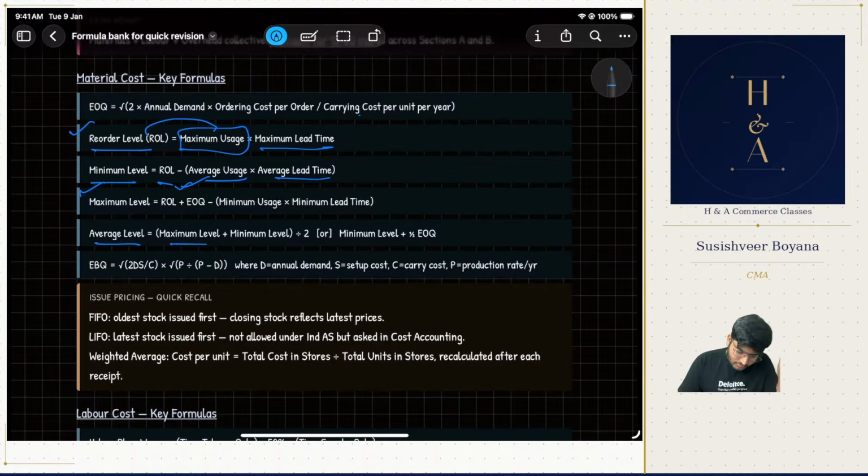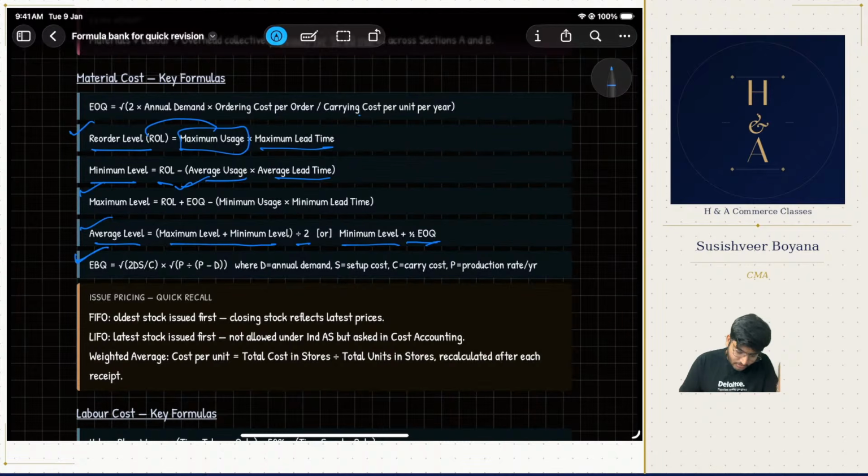Average level, maximum plus minimum divided by 2, or minimum into half EOQ, right? This is similar to the average inventory formula, right? Opening plus closing by 2, or closing into 1 by 2 of the value.